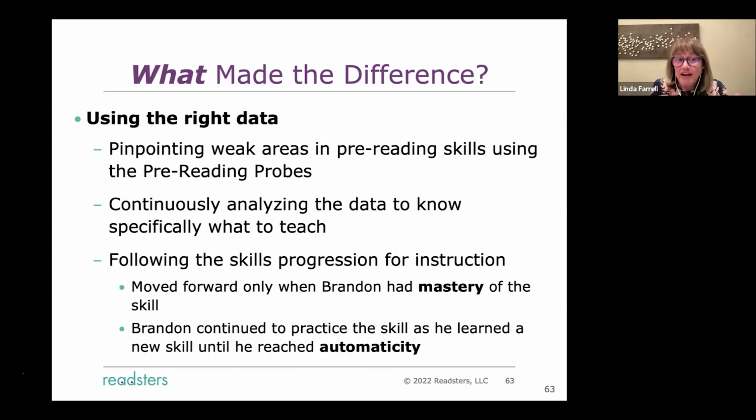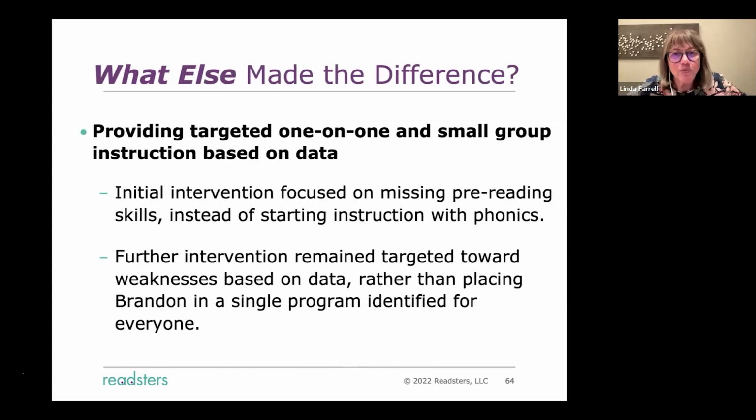So he's still practicing oral reading for automaticity. It isn't there. He's not fast enough. All right. So what else made the difference? There was targeted one-on-one instruction, and there was small group instruction, and it was just based on his needs. This answers the question right there.